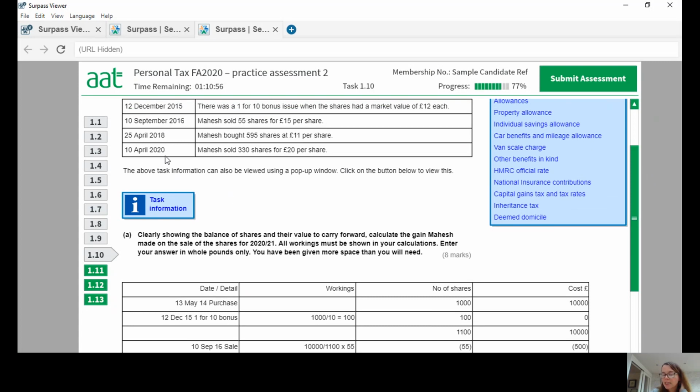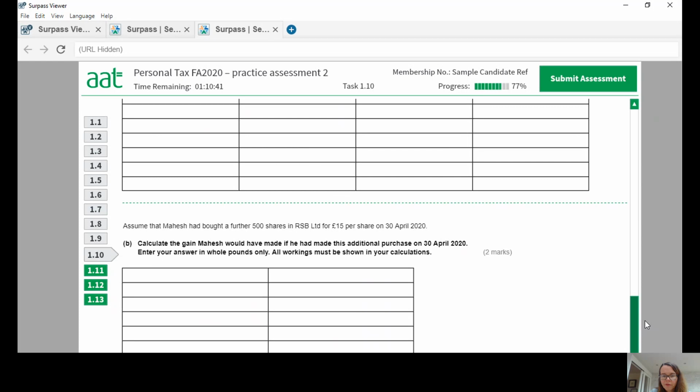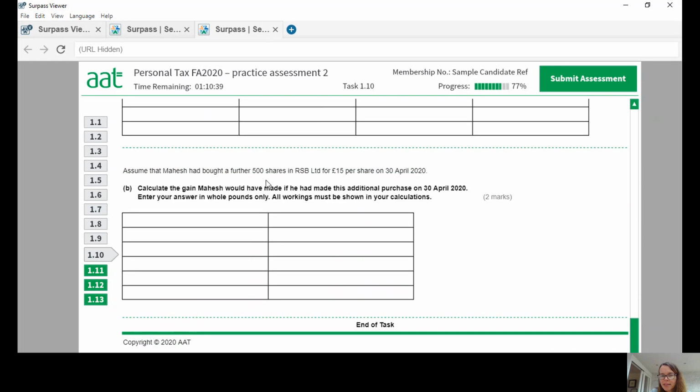The 30th of April is clearly within 30 days of the sale. So that would be match number 2. Remember, it's same day, within the next 30 days, or then the share pool. So if he had bought 500 on that day, these are the ones that would be matched for the sale. Remember, he's only selling 330.